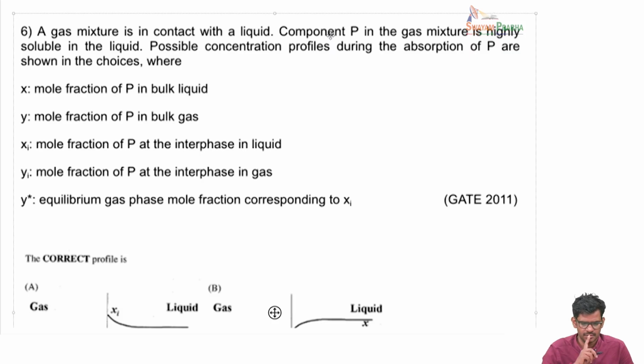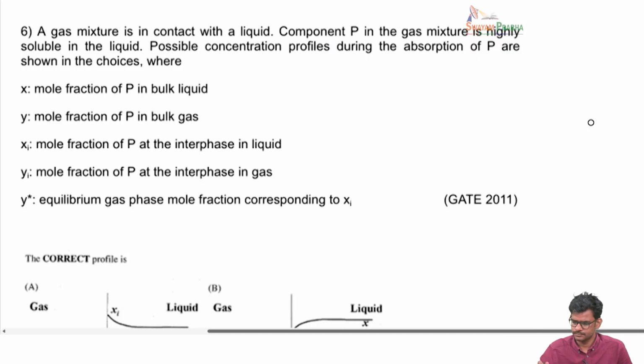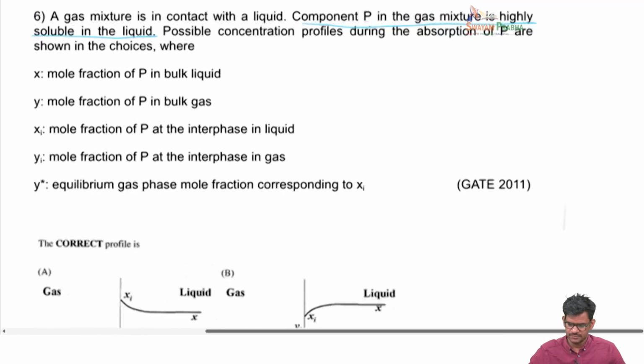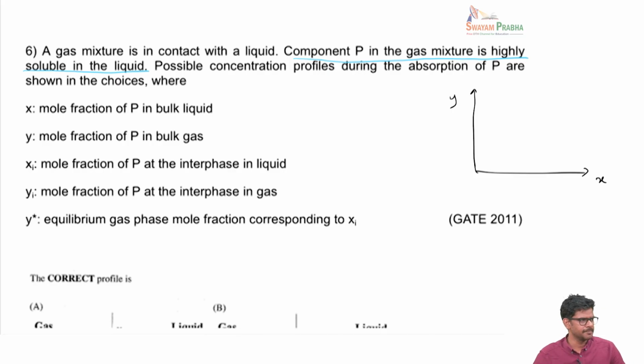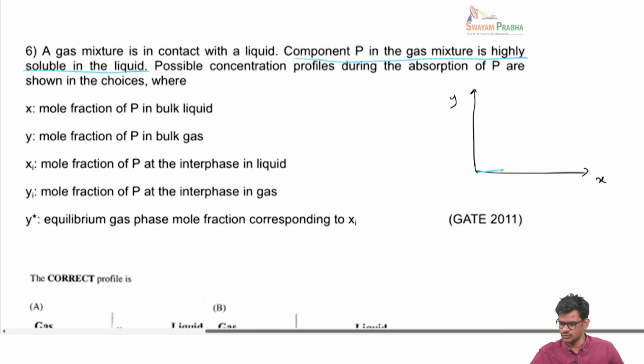Component P is highly soluble in the liquid. Okay, so what does that mean to us? It means if I have an equilibrium line, y versus x, how do you expect this line to be? Imagine it's a straight line. Would it have a high slope or low slope? A very small slope like this. So that's what this information means. That means m, even though it's not given, is actually very small.